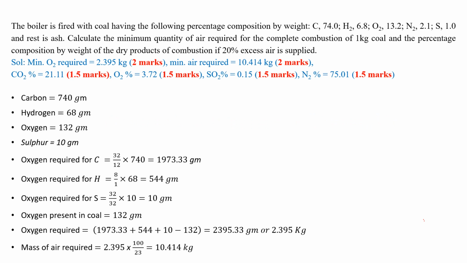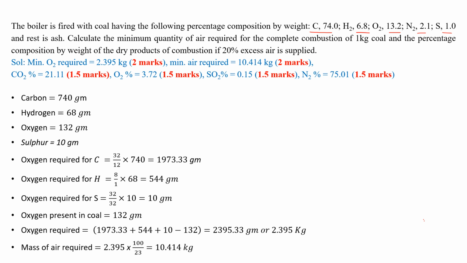The boiler is fired with coal having the following percentage composition by weight, in which carbon is 74%, hydrogen 6.8, oxygen 13.2, nitrogen 2.1, sulfur 1% and the rest is ash. Calculate the minimum quantity of air required for the complete combustion of 1 kg coal and the percentage composition by weight of the dry product of combustion if 20% excess air is supplied.